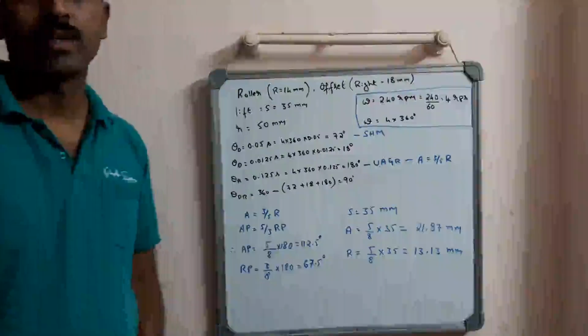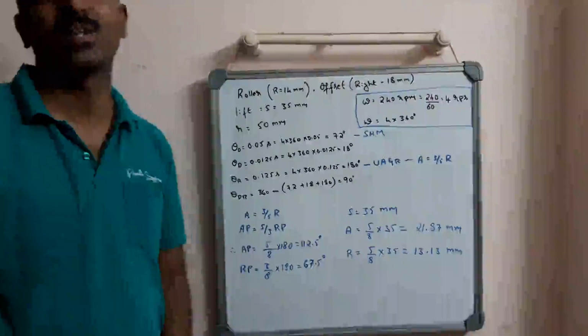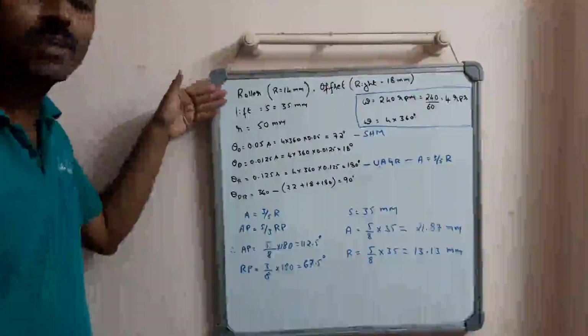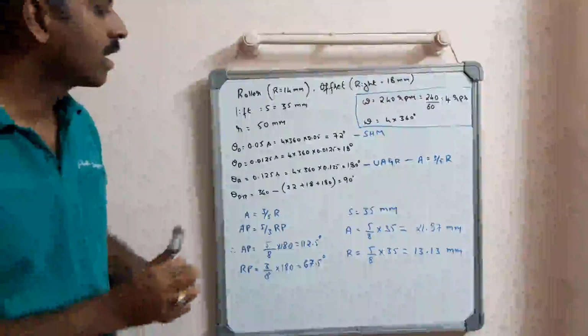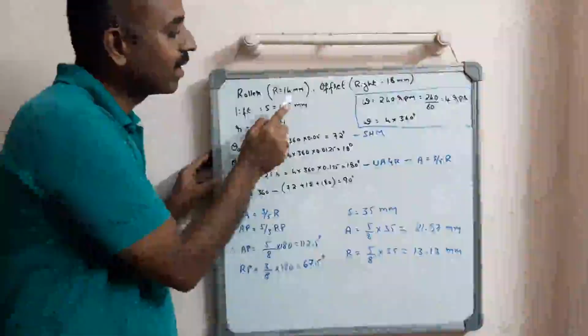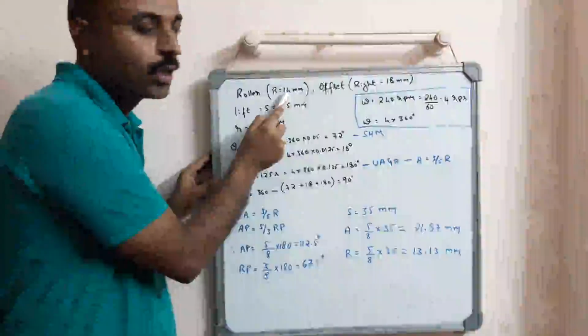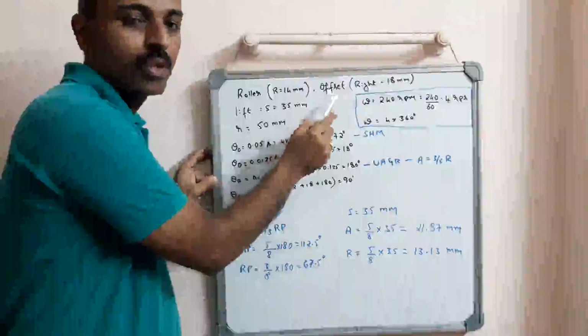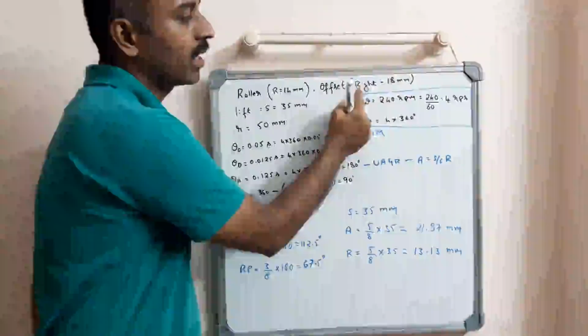I hope you have read the question carefully. After reading the question, write down the given data in this order. The type of follower given is roller with the roller radius equal to 14 mm. The follower is offset, and it is offset to the right by 18 mm.